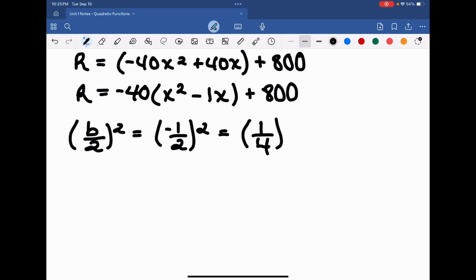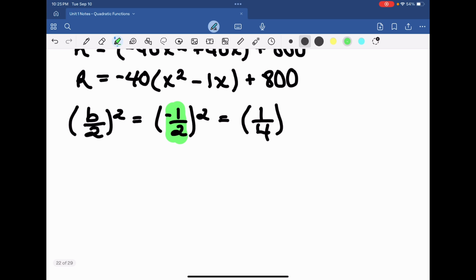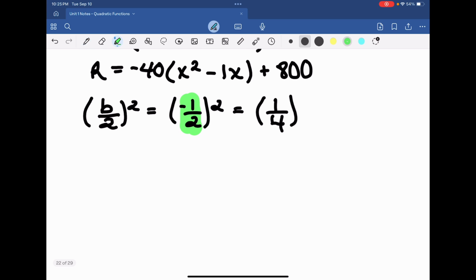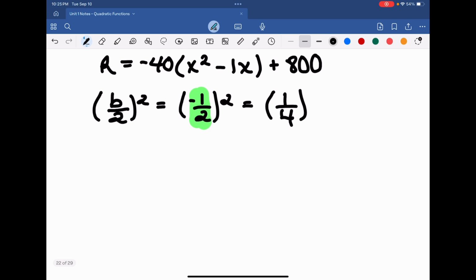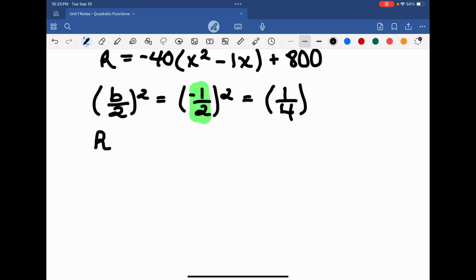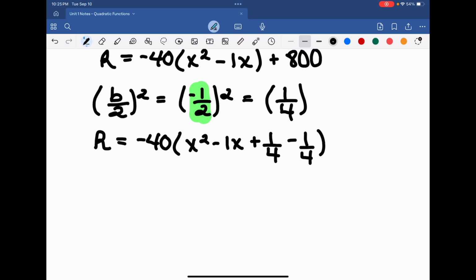Perfect. Now again, when we take our b divided by 2 term, we want to highlight this because it actually indicates something very specific about the solution. All right, now at this step, what we're going to do is plug in this b divided by 2 squared term. So it's going to be revenue is equal to the negative 40 on the outside, x squared minus 1x plus 1 over 4 minus 1 over 4, close the bracket, plus 800.